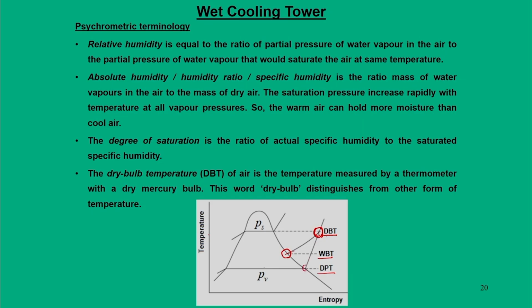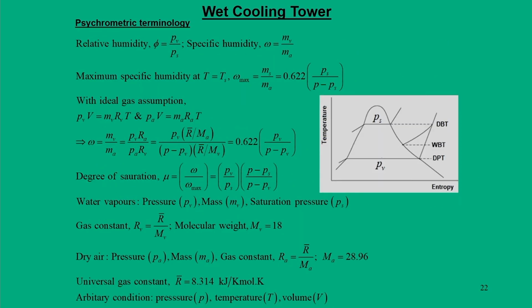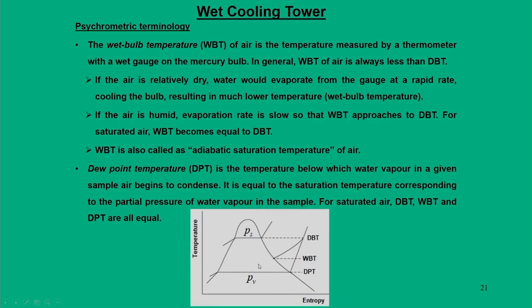Now by putting this dry bulb temperature, if you keep on cooling the air, we will reach the saturation curve, and at that point the air is no longer able to accept any more moisture. That means the air is going to condense. So water vapor in the air is going to condense. So we call this temperature the dew point temperature of air. So psychrometric terms have three temperatures: dry bulb temperature, wet bulb temperature and dew point temperature. So this is what we have explained here.